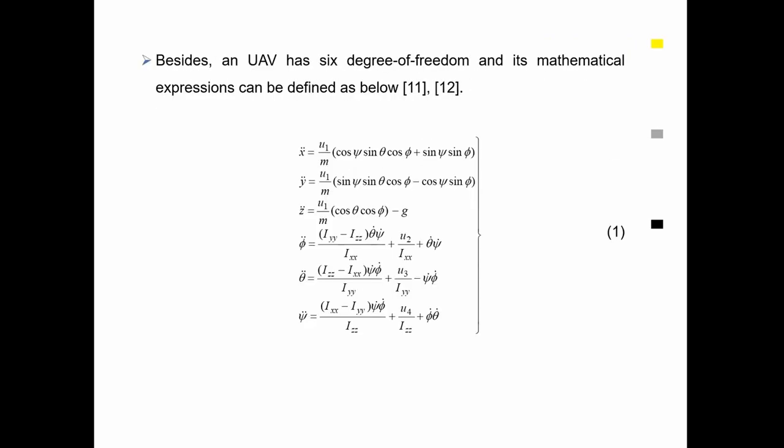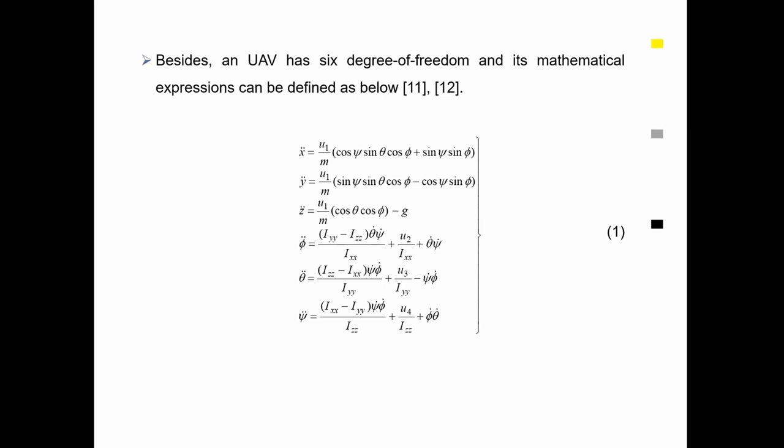Here, a UAV has 6 degrees of freedom, and its mathematical expressions can be seen in equation one. The first three rows represent the outer loop control equations, and the last three rows represent the attitude control, also known as Euler angle control equations. For realizing formation control, we want to produce our control signal in order to control the position of our quadrotors. So we want to send U1, which represents the control signal of the UAV.